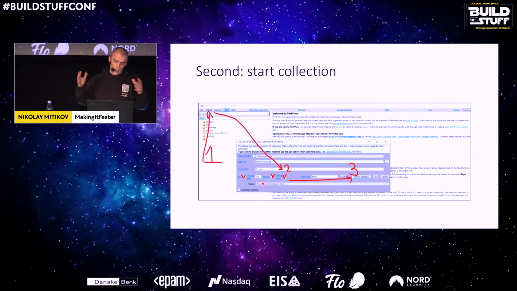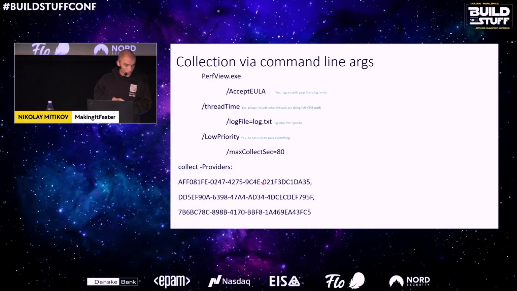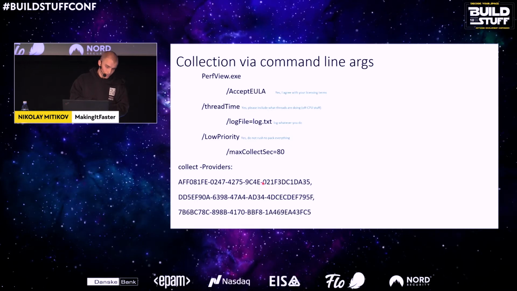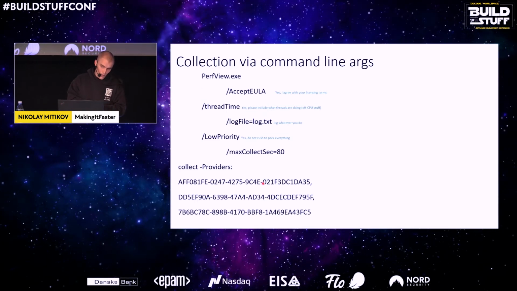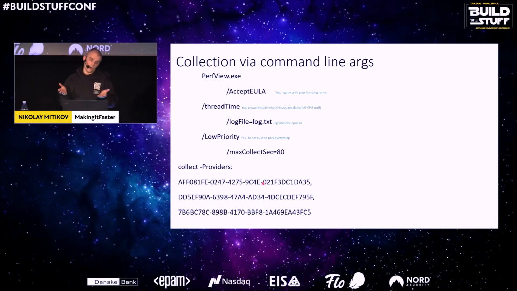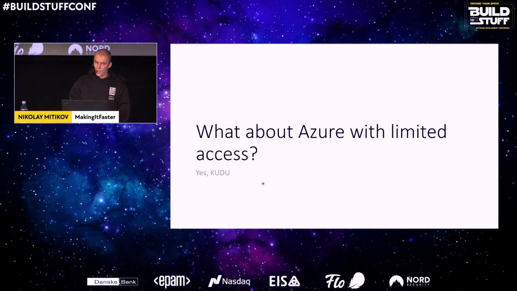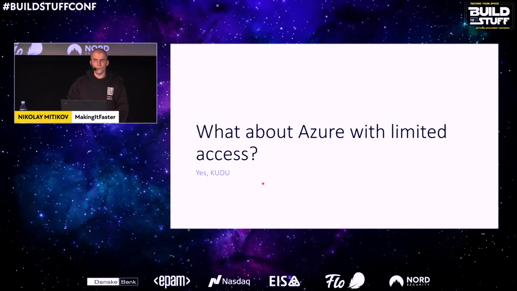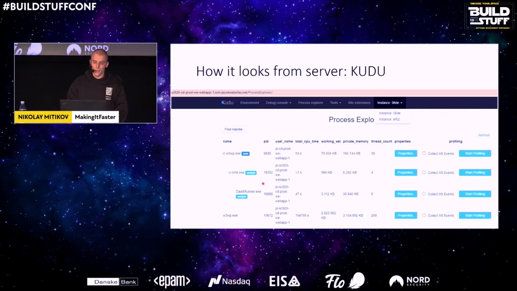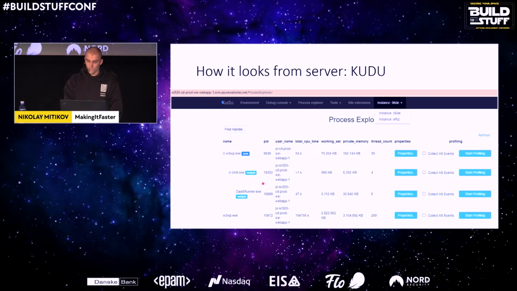You want to pack everything into one bucket, and you don't need a UI to do that. There are command line collection tools. Here, you want thread time with low priority, and you collect it for 80 seconds. In Azure, you have limited access. Can you do that? Yes, they have a profiler embedded that would collect event traces as well.